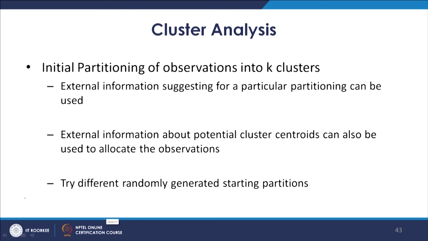The first one is that external information suggesting a particular partitioning can be used. If we have certain information that is not part of the data set itself, and it suggests that a particular group of observations should be in one cluster, that kind of information can always be used. For example, if we are doing customer segmentation and we know that a group of customers are coming from a certain locality, a metro city, or perhaps tier 2 or tier 3 cities, that kind of geographical clustering information can also be used to implement this kind of partitioning.